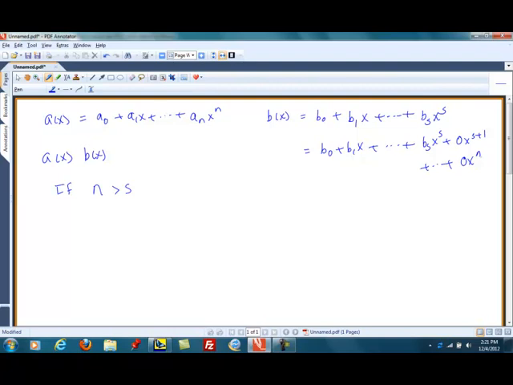And then they just call them these values b sub s plus 1 up to b sub n, just saying that those ones are 0 if necessary. So then they just rewrite this as b0, b1x, all the way up to b sub n x to the n. So that's where that comes from. They don't have to be the same length, but you can add 0 terms to the end of it to make them be the same length. And now, let's multiply these together. A of x times b of x.